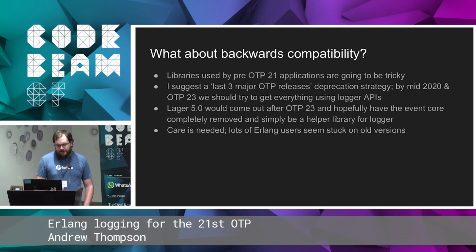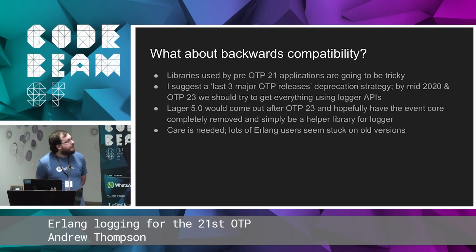It's going to be tricky to upgrade, but I think basically we should shoot for OTP 23. That'll be 3 major releases with the new OTP logger available. So next summer, I really think that we should expect our libraries to be using the OTP logger APIs. After OTP 23, I would like to cut logger 5.0, which would not even have an event core. It would be whatever bits we haven't managed to get into OTP by then.